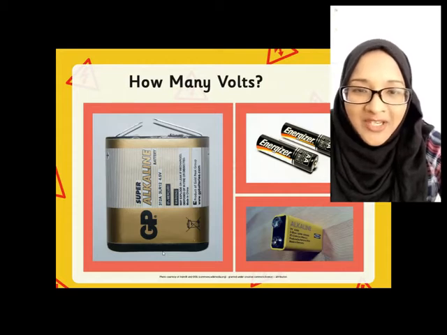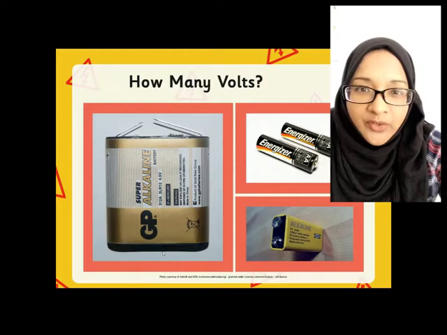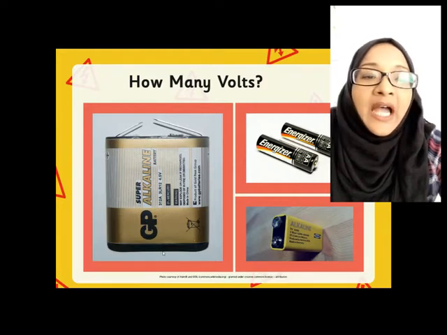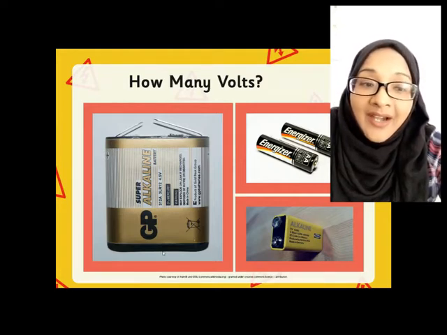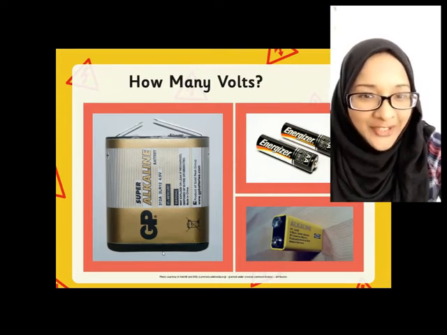Okay, are you ready for a little bit of practical? I'd like you to go around your house and have a look at some of the electrical appliances and see what volt the product is designed for, and then make a note of it. Off you go.